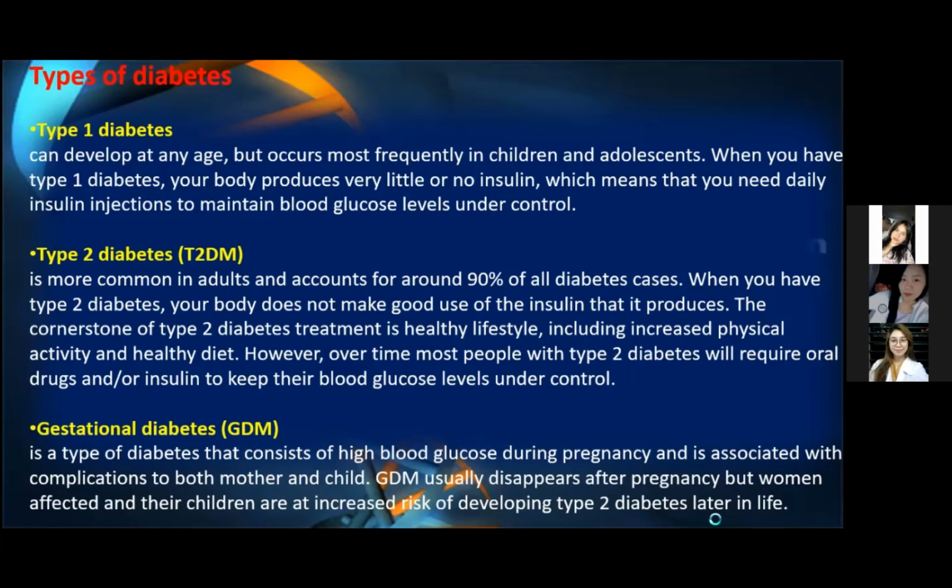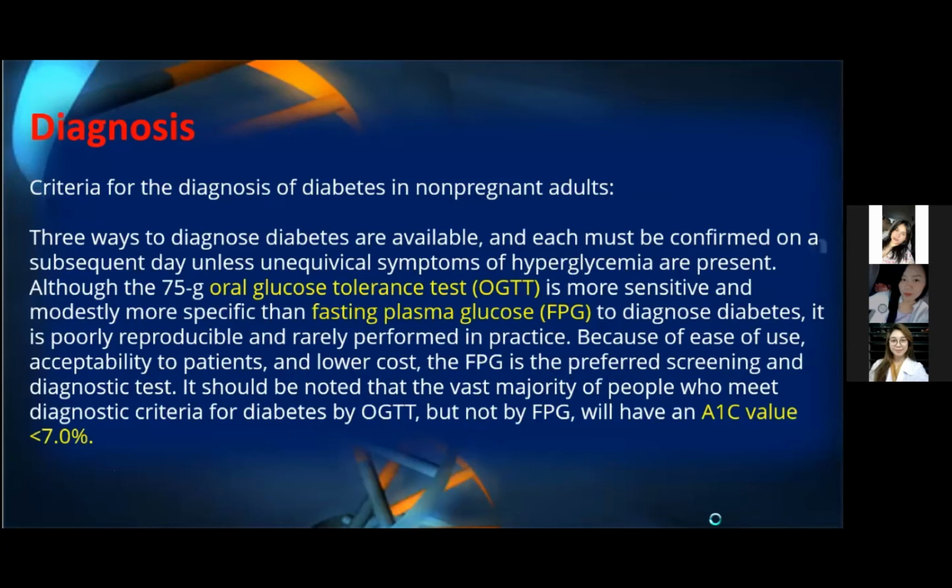The last one we have is GDM, or gestational diabetes. This is a type of diabetes that consists of high blood glucose during pregnancy, in pregnant women. And this is associated with complications to both mother and child. GDM usually disappears after pregnancy, but women affected and their children have an increased risk of developing diabetes later in life.